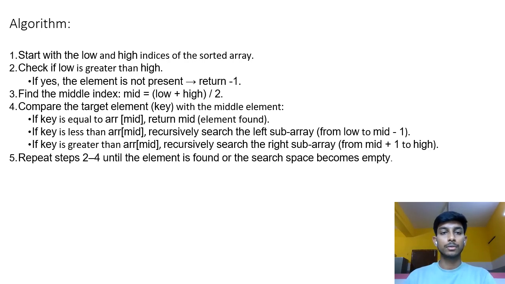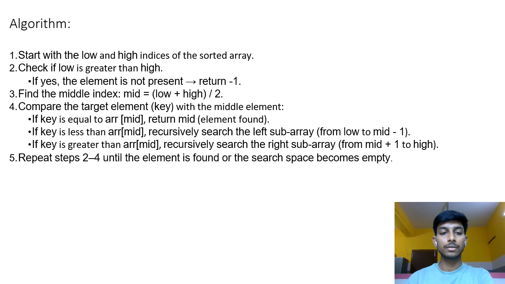Algorithm: start with the low and high indexes of the sorted array. Check if low is greater than high; then the element is not present in the array, so return -1 to the calling function. Otherwise, find the middle index by calculating (low + high) / 2. Compare the target element with the middle element. If the target value is equal to the middle element, return the index of the middle element and print the statement that the element is found.